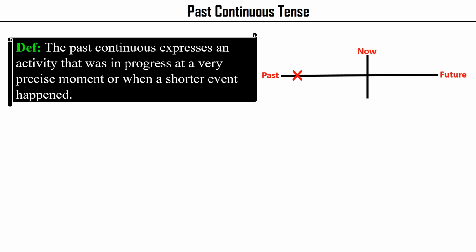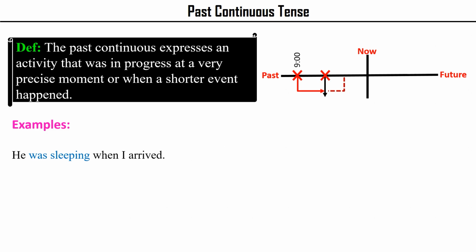The action started earlier in the past and was in progress at a very precise moment or when a shorter event happened. And the action probably continued after the shorter action. For example, he was sleeping when I arrived. He went to sleep before I arrived. For example, he went to sleep at 9 o'clock and I arrived at 10 o'clock. When I arrived, he was sleeping.